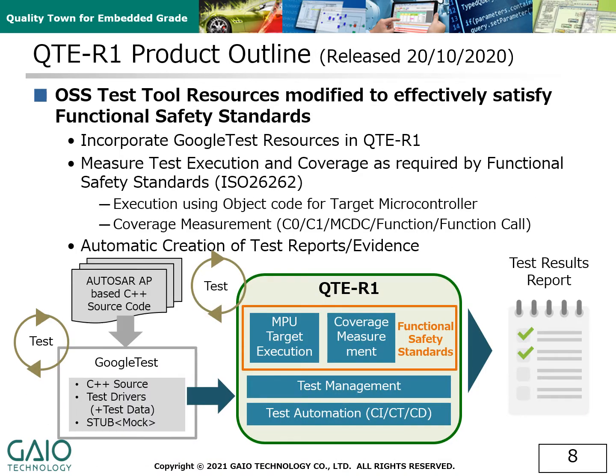QTE uses existing OSS test tools such as Google Test to execute testing and coverage measurement in a way that satisfies the requirements of functional safety standards. The object code for the target microcomputer is used, and coverage can be measured according to any of the conditions stipulated by the ISO standard 26262. Also, the results are automatically compiled into test reports that meet the evidence requirements of the standard.